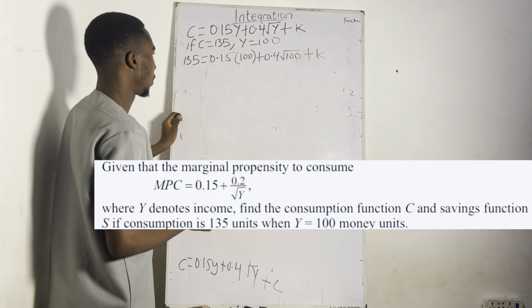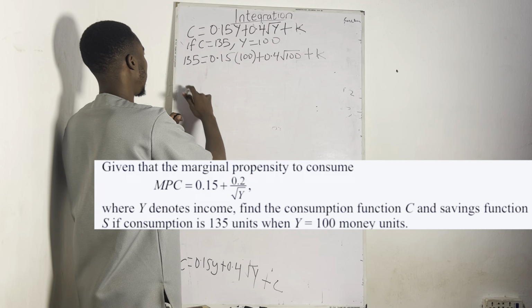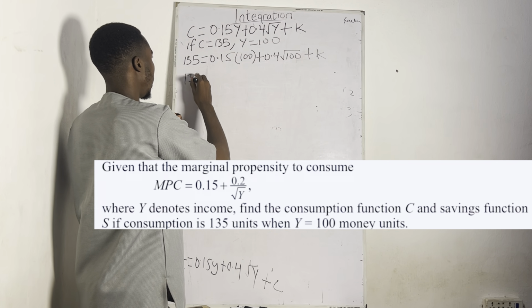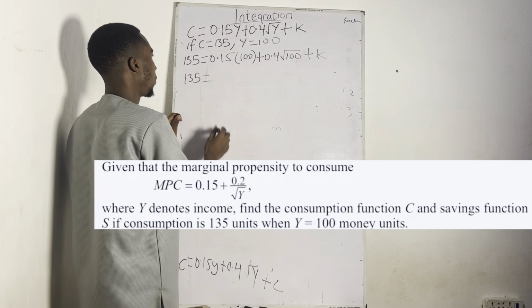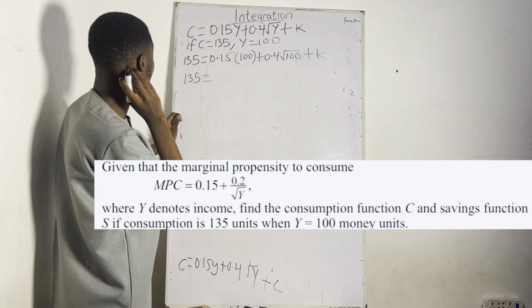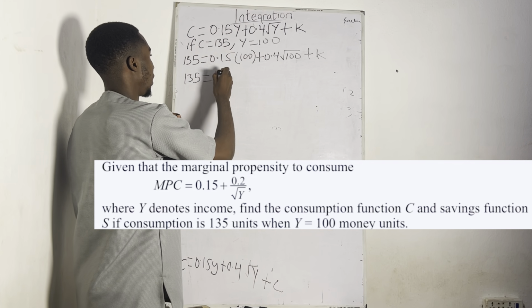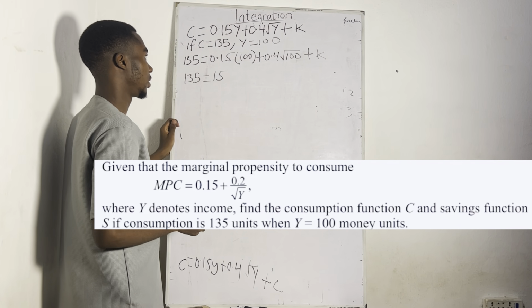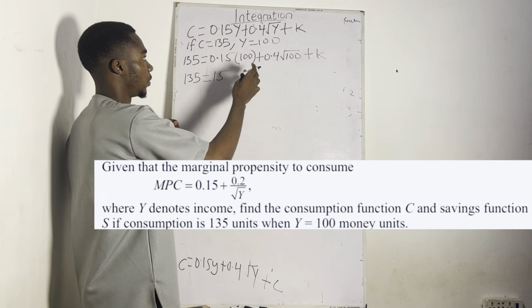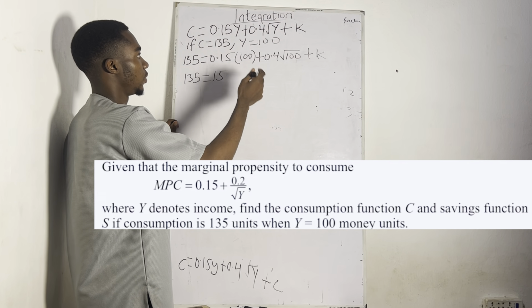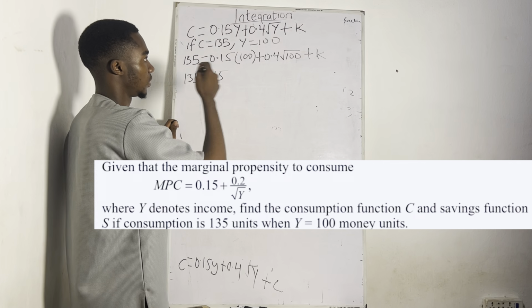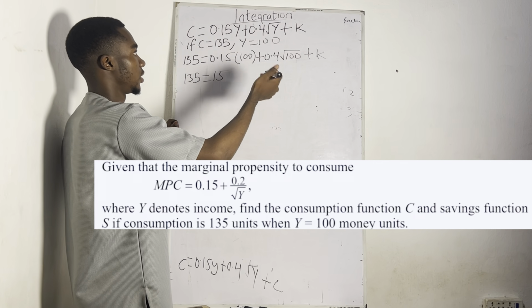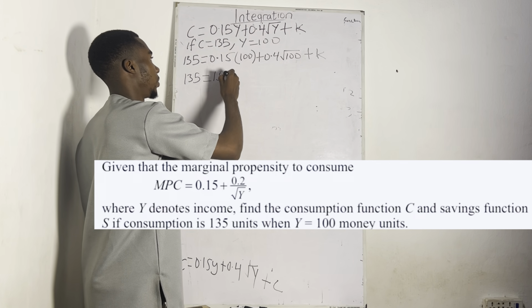Do you get it? So we can simplify this. So we have 135 is equal to 0.15 times 100 is the same as 15, right? You can punch on the calculator and see. So 0.15 times 100 should give us 15. Then plus 0.4 root 100. Root 100 is the same as 10. So 10 times 0.4 is the same as 4. You get it? So 15 plus 4.